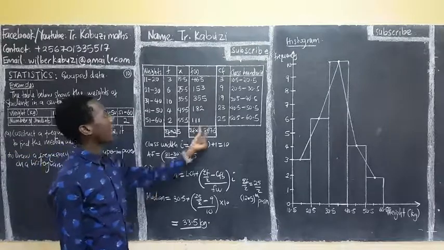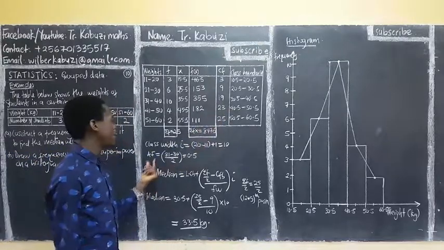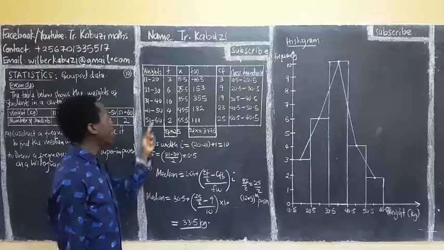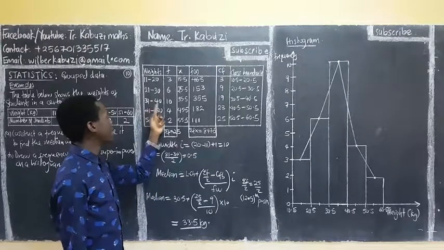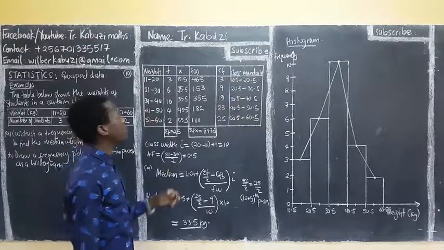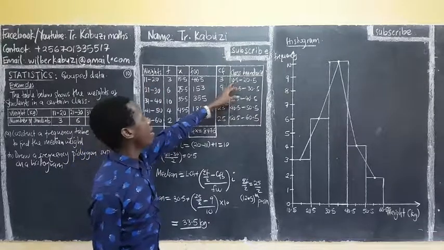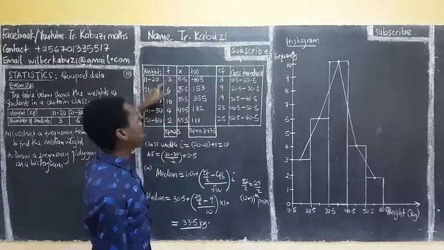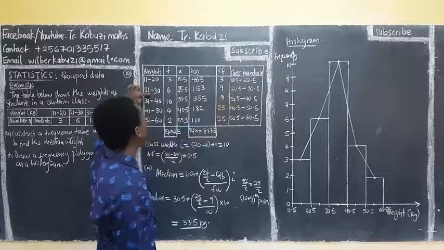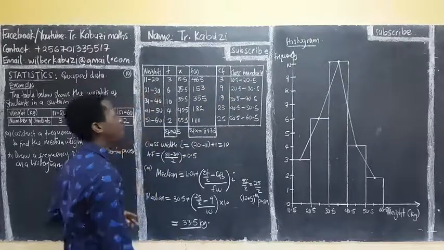Then how do we get the class boundaries? First of all, by getting the adjustment factor. You get this minus this, divided by 2, and you get 0.5. You subtract 0.5 here and you add 0.5 there. That's how we get the class boundaries.